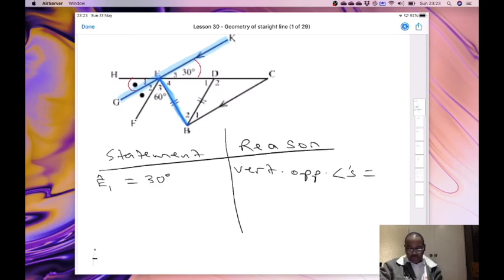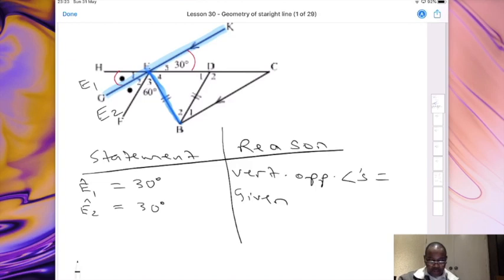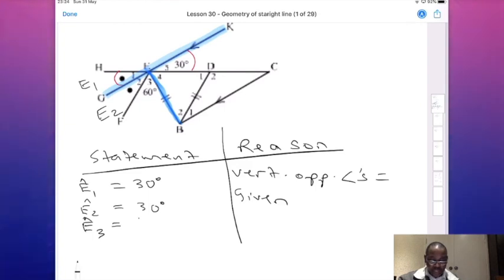Then angle E2 will also be equal to 30 degrees. How do I know that angle E2 is 30 degrees? I know because this is given. We are told that E1 and E2 are equal. Remember, the line GE bisects the angle HEF. Then angle E3, you guessed right, is equal to 60 degrees.